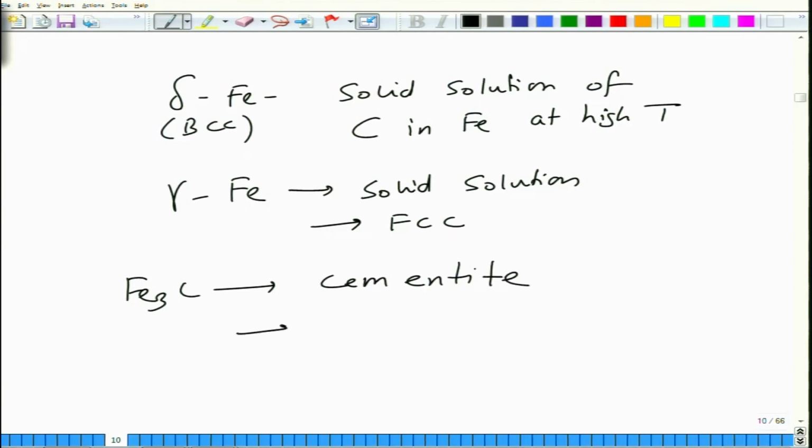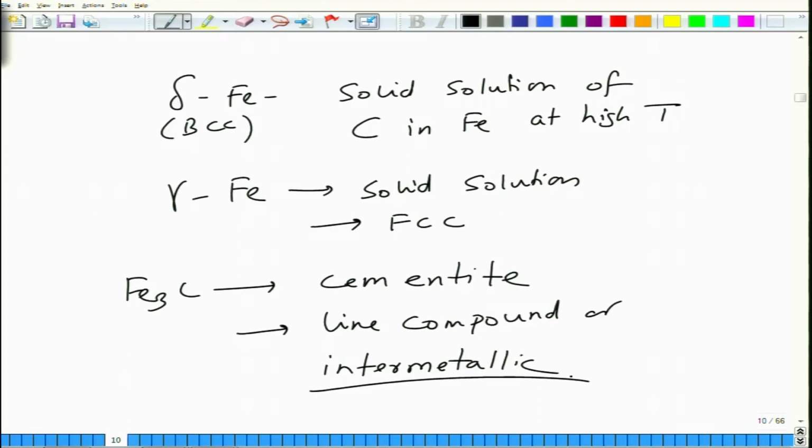It is not a solid solution, it is a line compound, or you can say it is intermetallic. It is much stronger than alpha and delta iron, it is very hard. So, comparatively, delta and gamma are very soft phases. Fe3C is extremely hard, very hard. Okay.